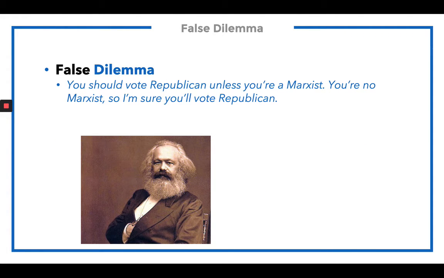Now, there's this other thing called a false dilemma, and I'm not going to draw a big distinction between these two things. But a false dilemma is an argument that gives you a conclusion about what you should do, not about what you should believe. So in this example, I say you should vote Republican unless you're a Marxist. You're no Marxist, so I'm sure you'll vote Republican. Here again, they're trying to get you to vote Republican, and the false dilemma is that you've got to either vote Republican or be a Marxist. Those are your choices.